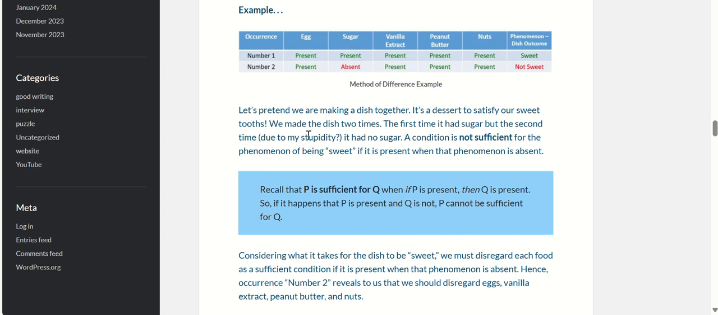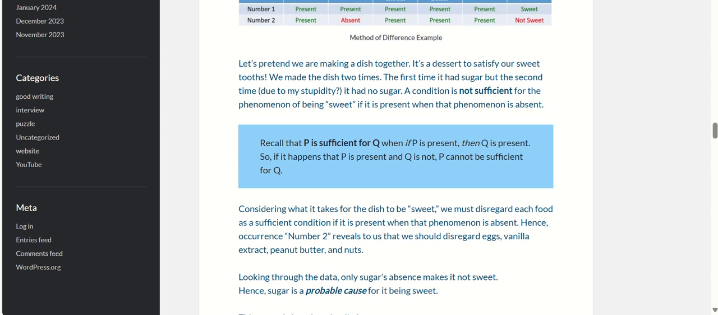So let's pretend we're making a dish together. It's a dessert to satisfy our sweet tooths. We make the dishes 2 times, I should say. The first time it had sugar, but the second time, due to my stupidity, it had no sugar. A condition is not sufficient for the phenomenon being sweet if it is present when the phenomenon is absent. So we see that in occurrence 2, the sugar is absent, it's not sweet, whereas in occurrence 1, it's present and it is sweet.